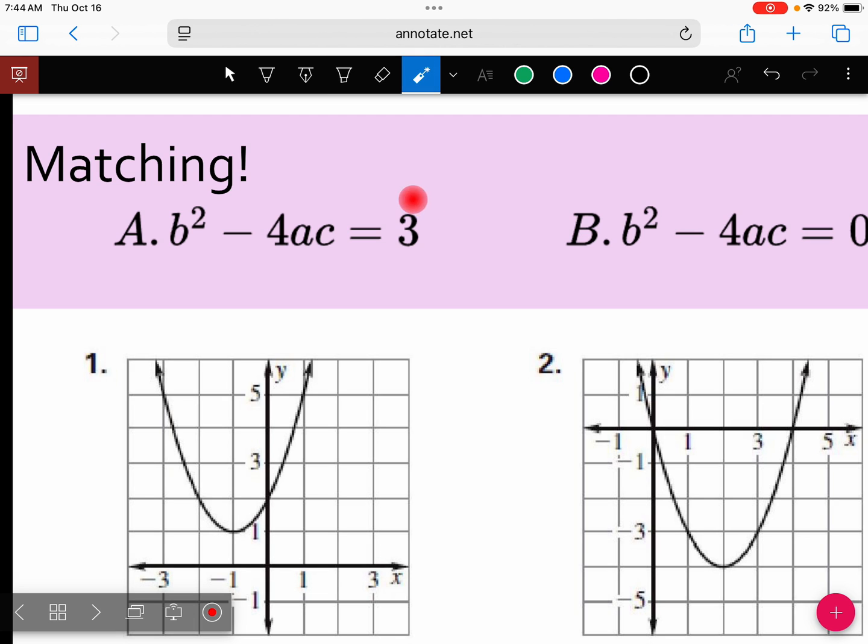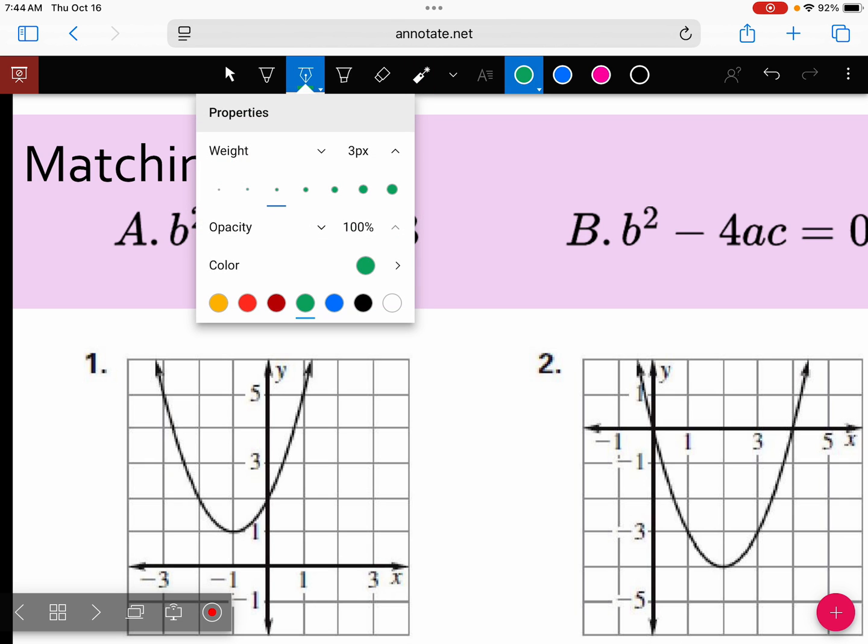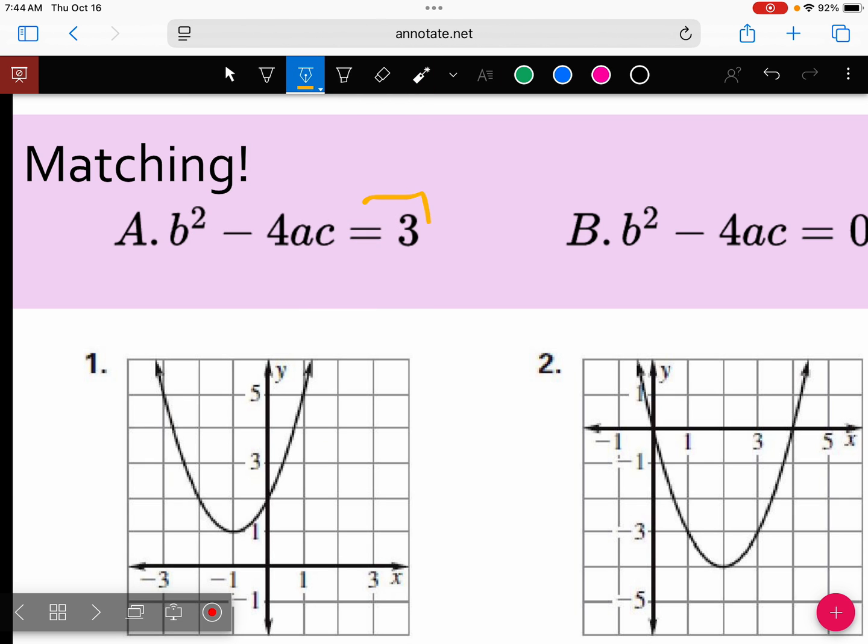So if we look at equation A, we see that we have a discriminant with a value of 3. It equals 3. Is that positive, negative, or 0? That's a positive number. So we know that this guy has a positive discriminant. How many roots do we expect this to have then? This should give us 2 real roots. Can we see a graph here that has 2 real roots?